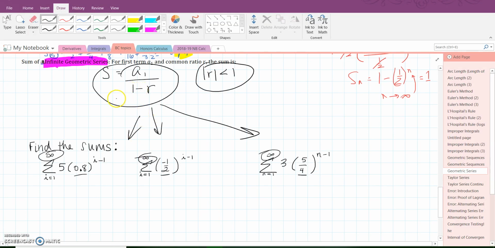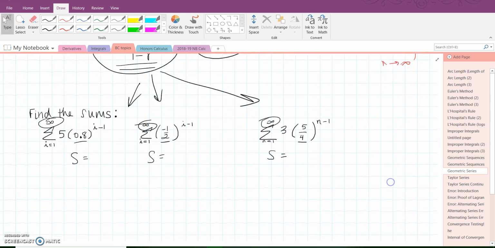What I want you to do is to take this formula here and apply it to these 3 infinite geometric series. Find the sum if possible. If not possible, state why it's not possible. So you're going to pause the video and you're going to do that.